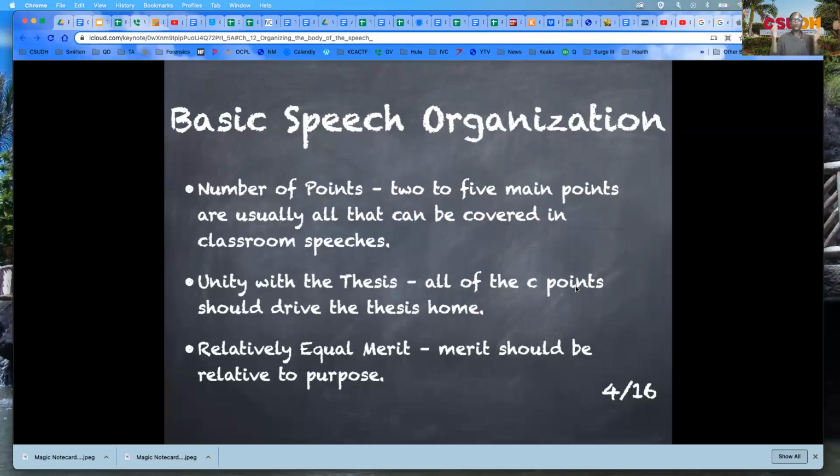Okay? You want to make sure that all of your main points are in unity with the thesis. Make sure that they all drive the point of the thesis home. So if you're really talking about why this is the best TV show, all of your points should be talking about why this is the best TV show, not why this show had a good producer, right? Or why this show made a lot of money or something like that. I don't know. You want to make sure that it all drives that point home.